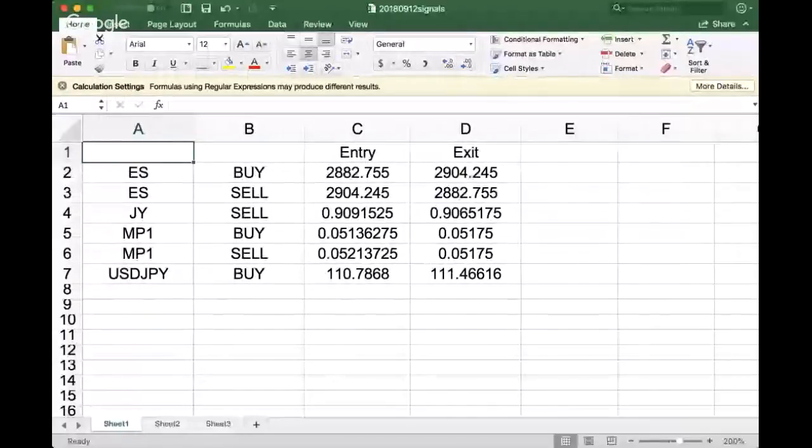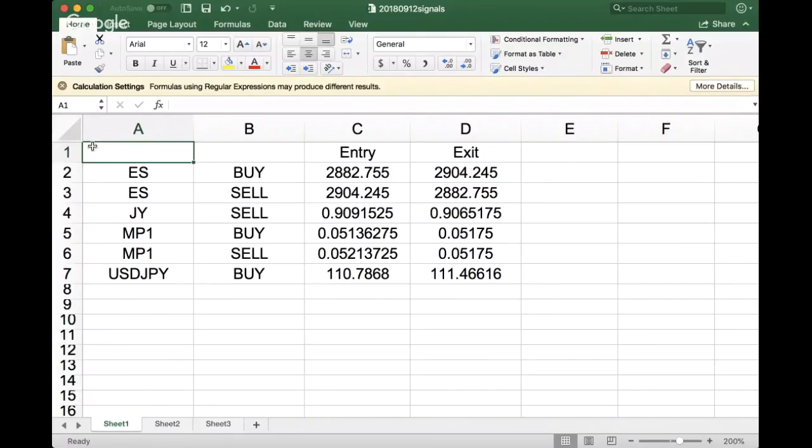Again, the embodiment AI, I will go one more time just to show you the setups in case you missed it. There are the setups. Check them out. The ES is the E-mini S&P. The JY is the Japanese yen. The MP1, that's the Mexican peso. And then this is the Forex version of the Japanese yen.